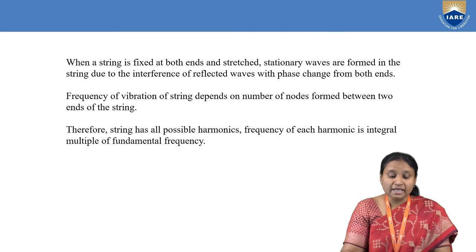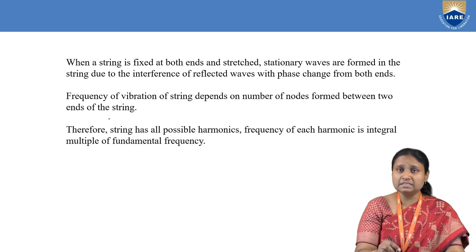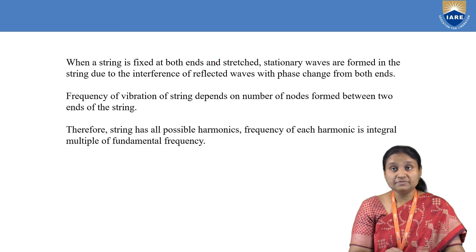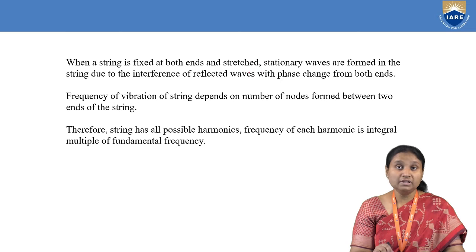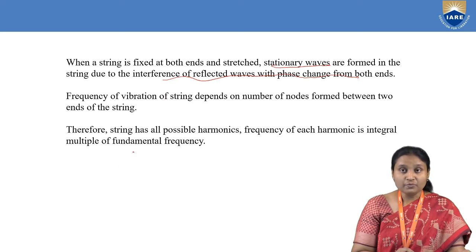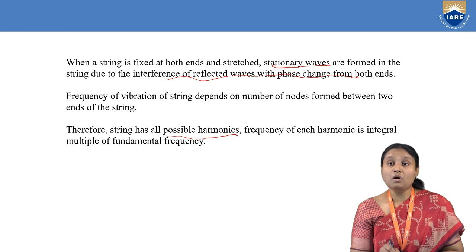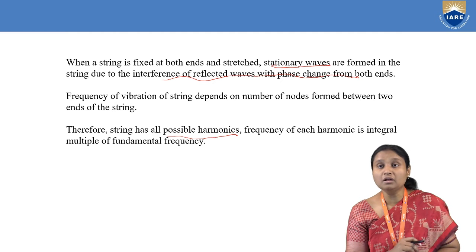So if you try to get its frequency, one important point as I told you: if a string which is fixed at both ends and stretched, then there will be formation of stationary waves. And why these stationary waves are formed? Because of interference of reflected waves with phase change from both ends. And frequency of vibration of string depends upon number of modes formed between two ends of the string. And what we'll observe here is the string is going to vibrate with all possible harmonics. Those loops are nothing but our harmonics.